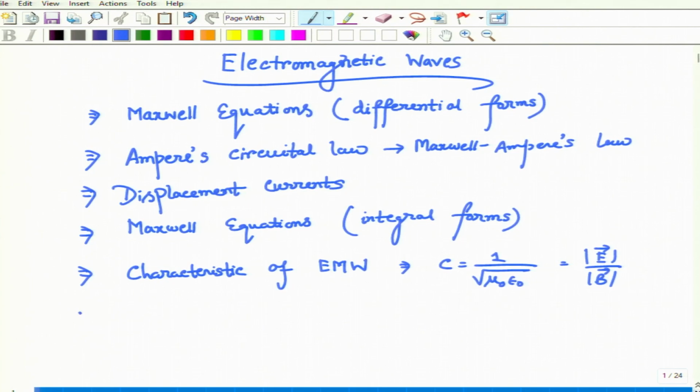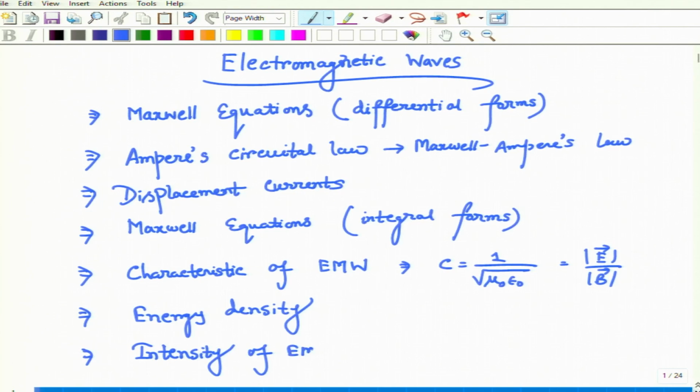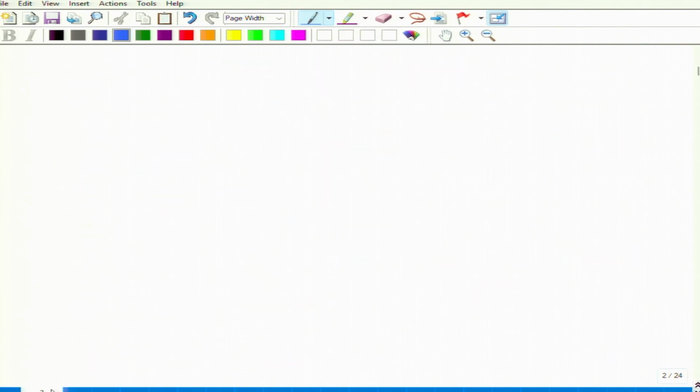Okay, and then we discussed the energy density, right? After that we also discussed the intensity of electromagnetic waves. These things we have already discussed in the last four lectures. Now in this lecture I will discuss the spectrum of electromagnetic waves. Okay, so let me start today's lecture.